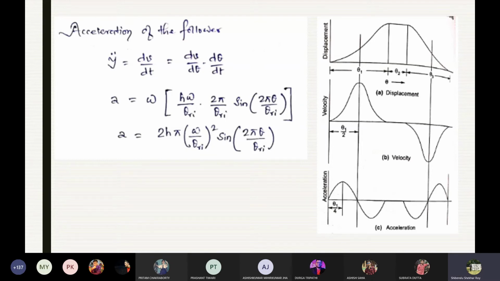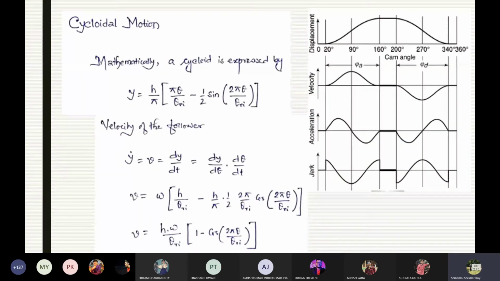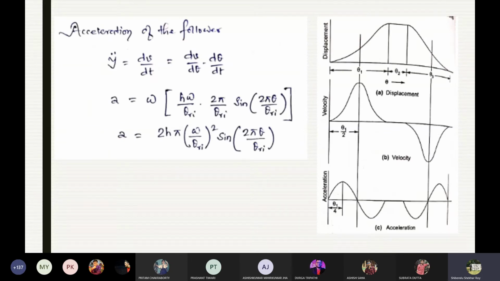That means dv d theta into d theta dt, and d theta dt equals omega, and dv d theta you can carry out this differentiation. Inside this one you differentiate with respect to theta, so you will get this one. So ultimately your acceleration equation will be 2 h pi omega divided by (theta ri) whole square into sine of (2 pi theta by theta ri).